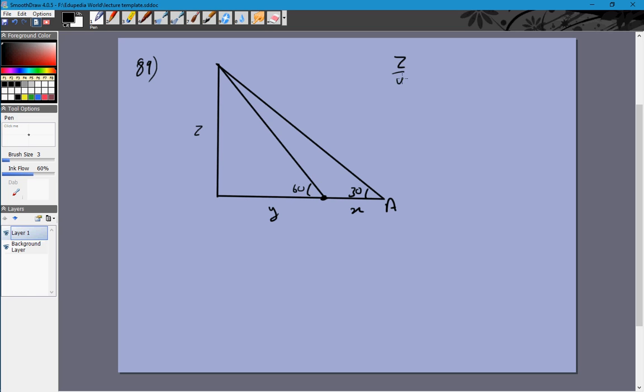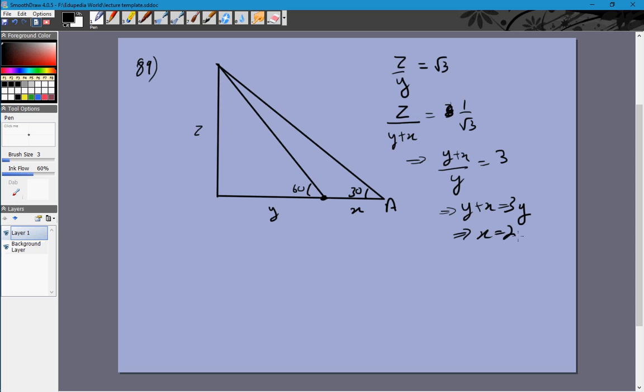So z by y is equal to tan 60, which is root 3. And z by y plus x is equal to, sorry, 1 by root 3, tan 30, which gives me y plus x by y is equal to, just divide by this, is equal to 3, which means y plus x is equal to 3y, which gives me x is equal to 2y. So x is equal to 2 times y.